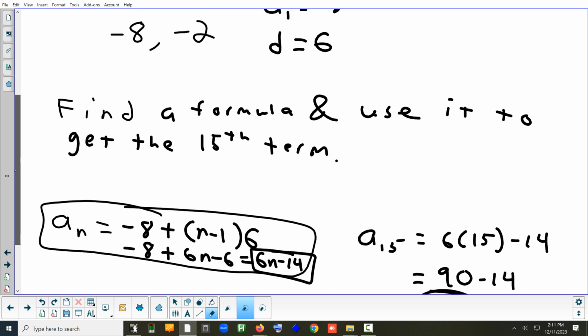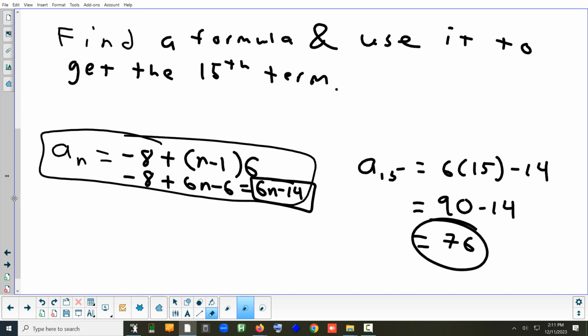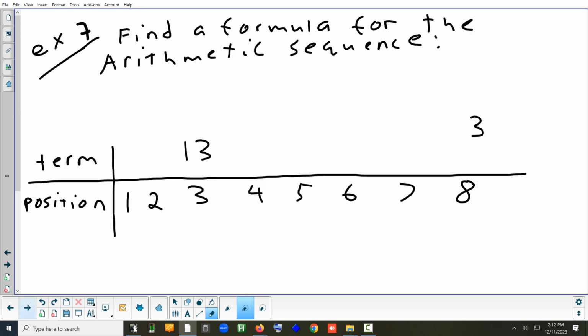So any question on figuring out the formula and then getting this 15th term? Okay, so the key is you got to know the first term and you have to know what you're adding each time. Well, on this one, they didn't give you the first term. So how are we going to figure out, based on that table, what the first term is? What are we going to have to do?